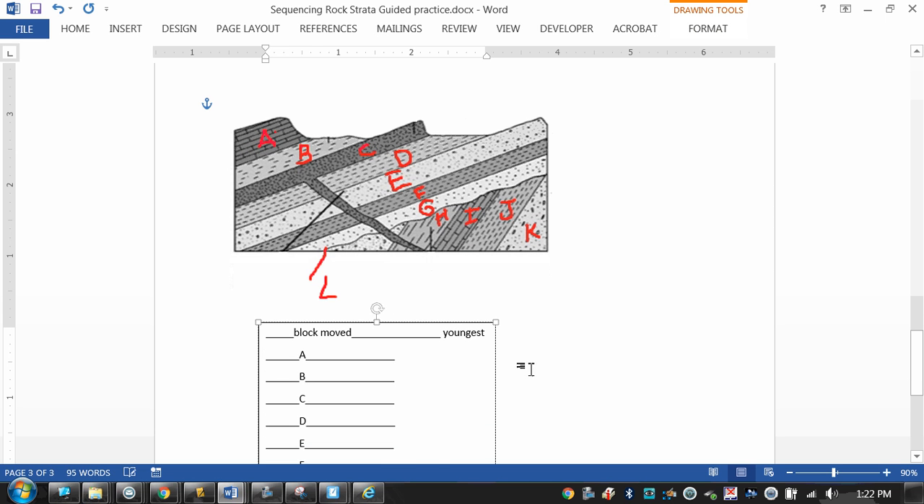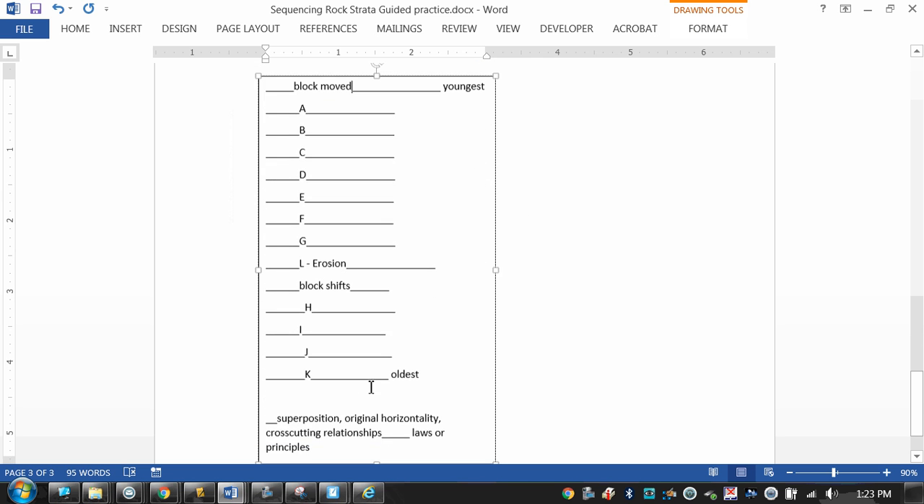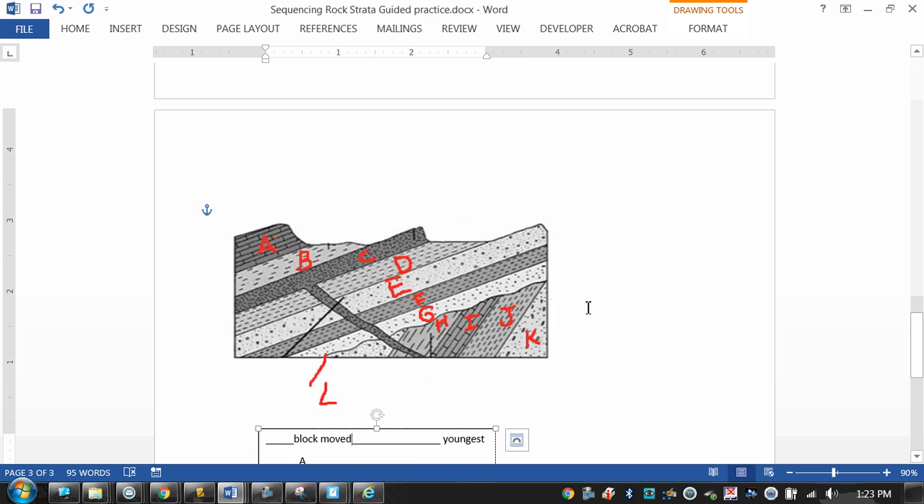Now, we know that this whole block moved together because all the layers were lined up nice and neatly. So we know that the movement happened after A was laid down. This down here was a separate movement, and that's why we got the block shifting or moving in two different places.